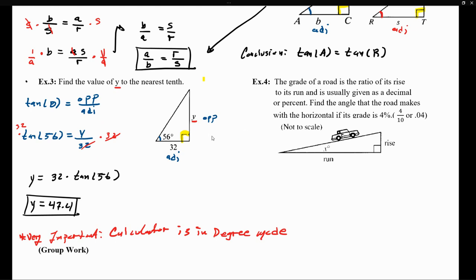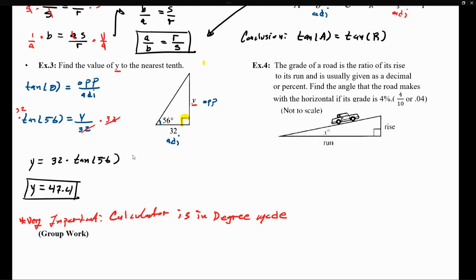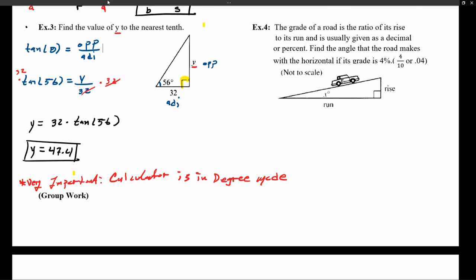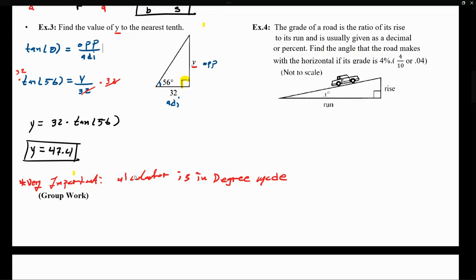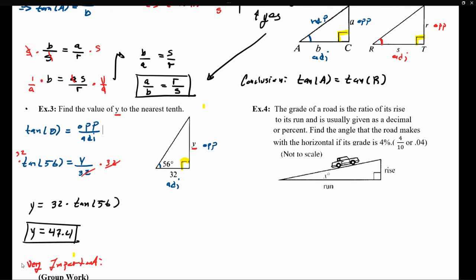But now if we take a look at example 4, real quick. Notice what we have here. Let me just erase this, but just be careful. Make sure the calculator is in degree mode. So what exactly are we trying to find in example 4? Notice what we're trying to do in example 4.